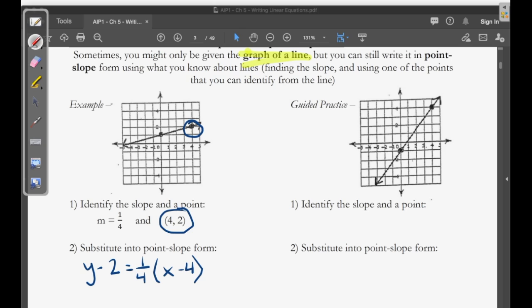Okay, so my slope is m equals 1/4. My point is (4, 2). Substitute it in. See if you can do the next graph before I do it. Beat me, pause the video, whatever you have to do.